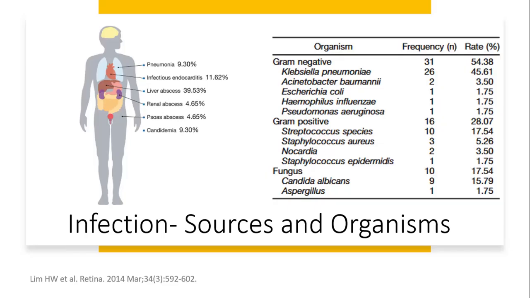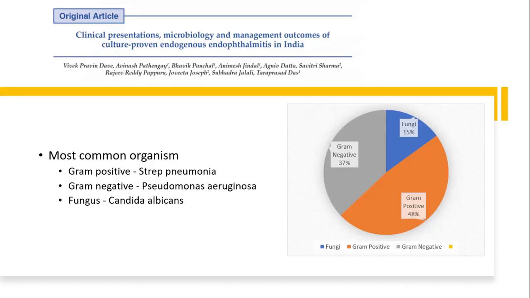Among the organisms isolated, in gram-negatives we see Klebsiella, and in gram-positives it could be Streptococcus, or Candida. As we just spoke, Candida is more common in endogenous endophthalmitis. In India, Streptococcus pneumoniae, Pseudomonas, and Candida are most often seen.